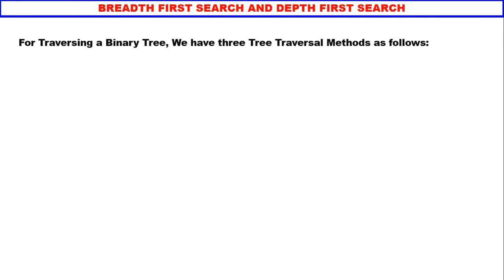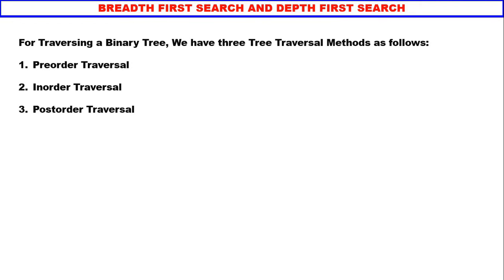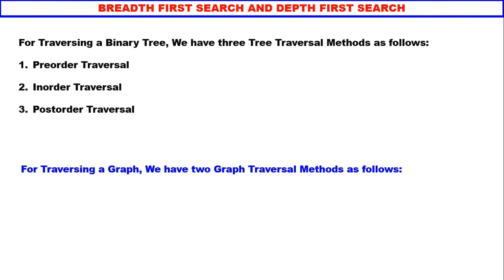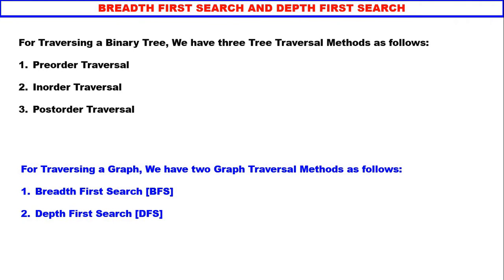My dear students, in this video, we will understand breadth first search and depth first search. For traversing a binary tree, we have three tree traversal methods: pre-order traversal, in-order traversal, and post-order traversal. For traversing a graph, we have two important graph traversal methods. They are breadth first search, that is BFS, and depth first search, that is DFS. We'll understand the basic concept of BFS and DFS and also the difference between both of these.